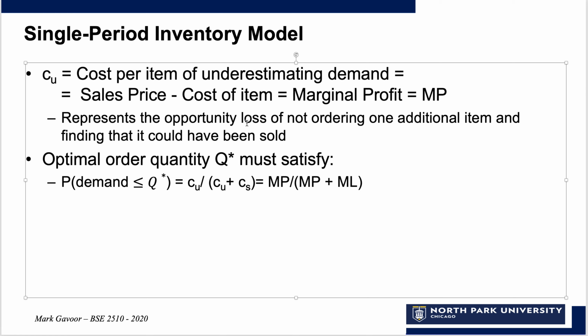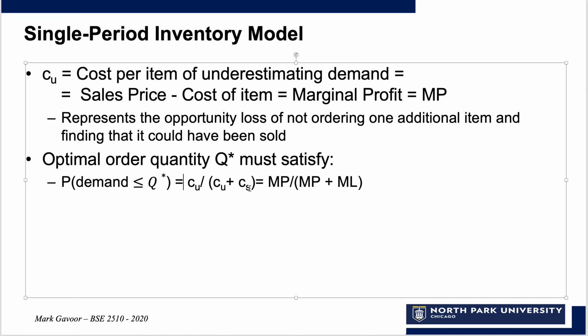So this represents the opportunity loss of not ordering one additional item. That's your marginal profit. The optimal order quantity must satisfy this: the demand has to be less than Q star, where Q star is this number. And it's not really equal to this. Well, it has to equal Q star where the probability is this value.